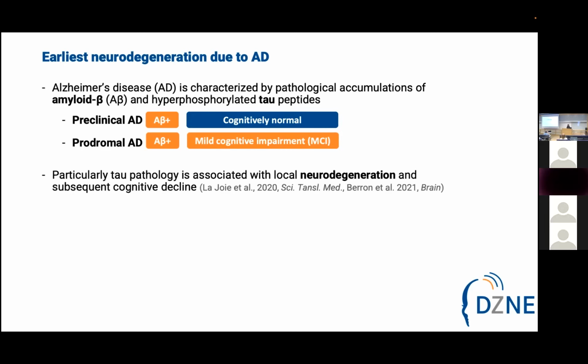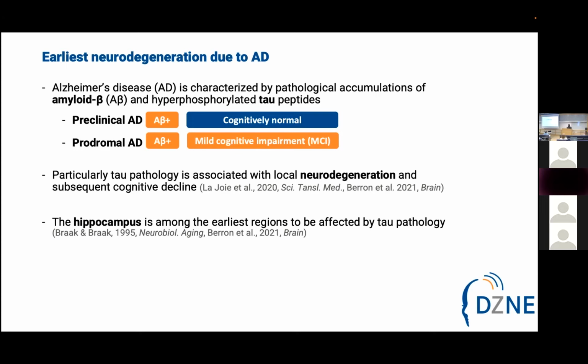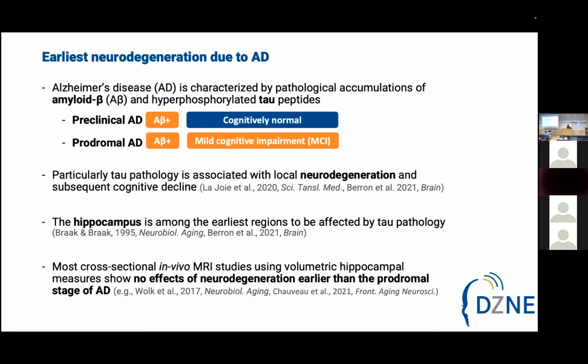Particularly tau pathology is associated with local neurodegeneration and subsequent cognitive decline, with the hippocampus being among the earliest regions to be affected by tau pathology. However, in most cross-sectional in vivo MRI studies using subregional or whole hippocampal volumetric measures, no effects of neurodegeneration can be found earlier than that prodromal stage of AD. This leaves us with the question if the measures that we're currently using are maybe not sensitive enough to those earliest changes.